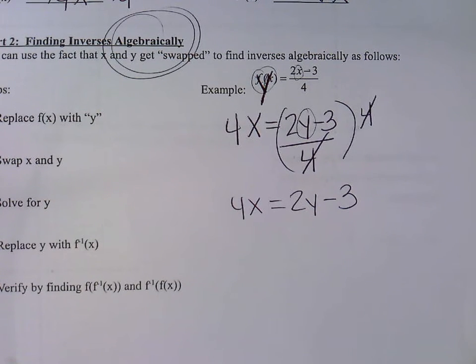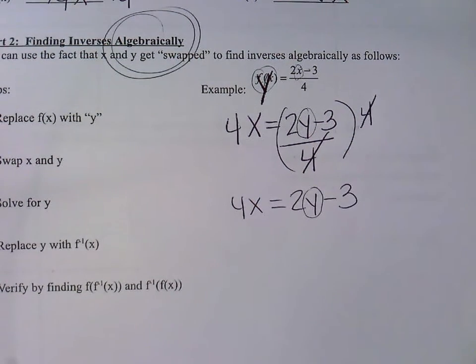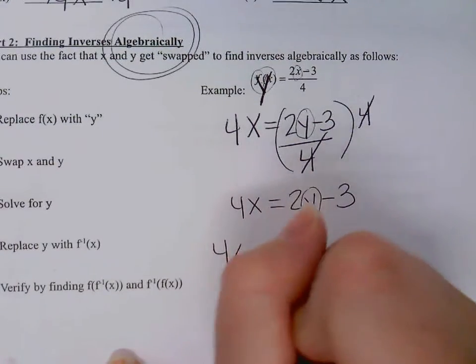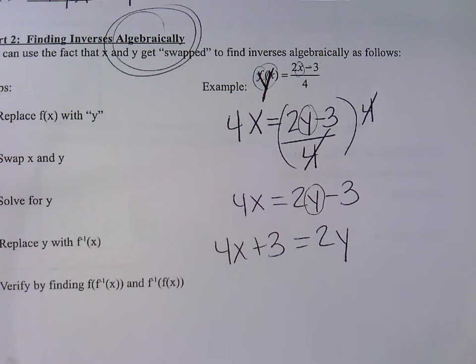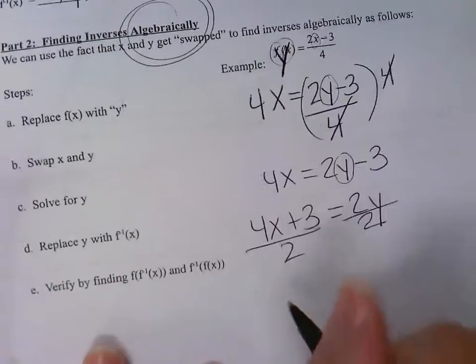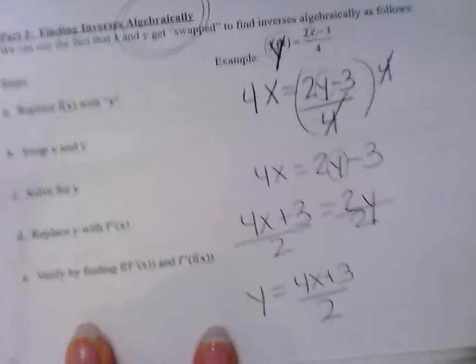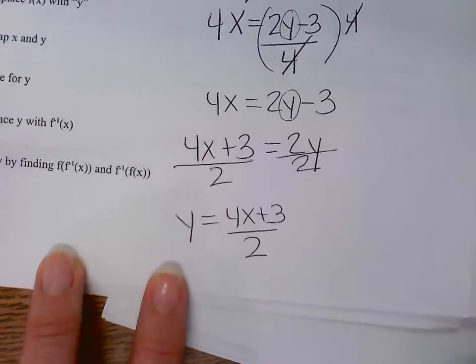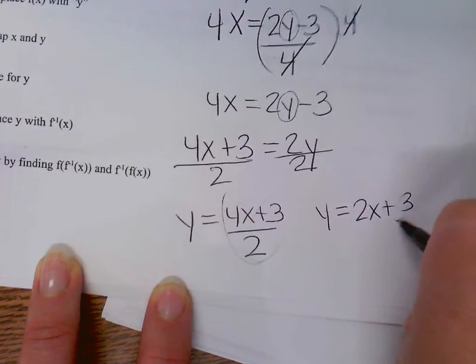What's my next step? I'm trying to get y by itself, people. Add what? Add 3. 4x plus 3 equals 2y. What's my last step to get y by itself? Divide by 2. So you could write your answer (4x plus 3) over 2 if you want, but that's not really helpful for graphing. You could separate it out: y equals 2x plus 3 halves.